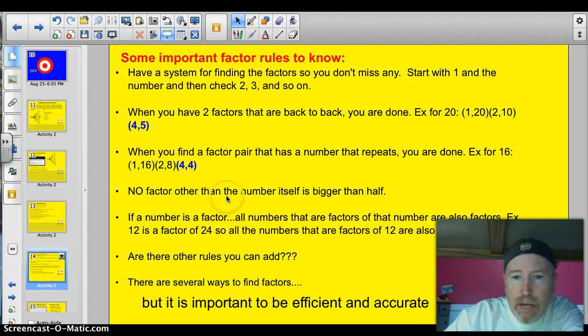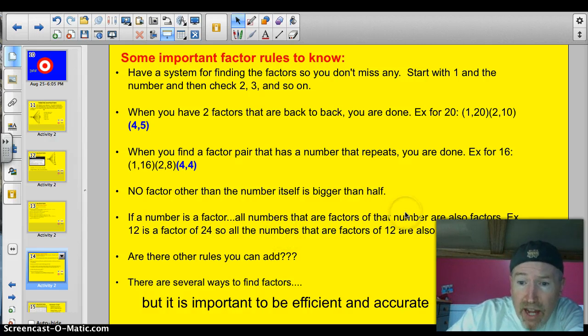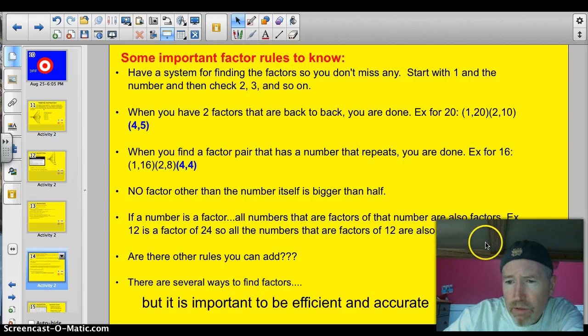No factor other than the number itself is bigger than half. So when you look at 100, you got 1 and 100. 50 is the second one, 2 and 50. No factor will be bigger than 50. If a number is a factor, all numbers that are factors of that number are also factors. Take a look at this. 12 is a factor of 24, so all the numbers that are factors of 12 are also factors of 24.